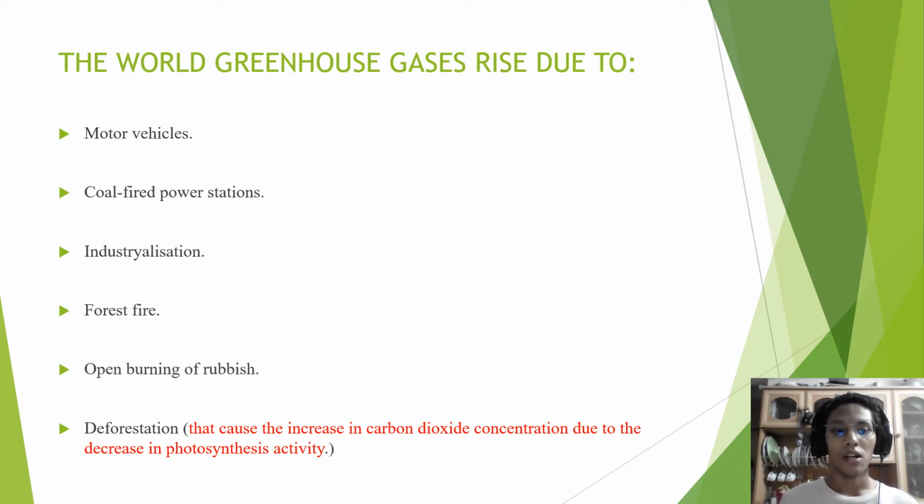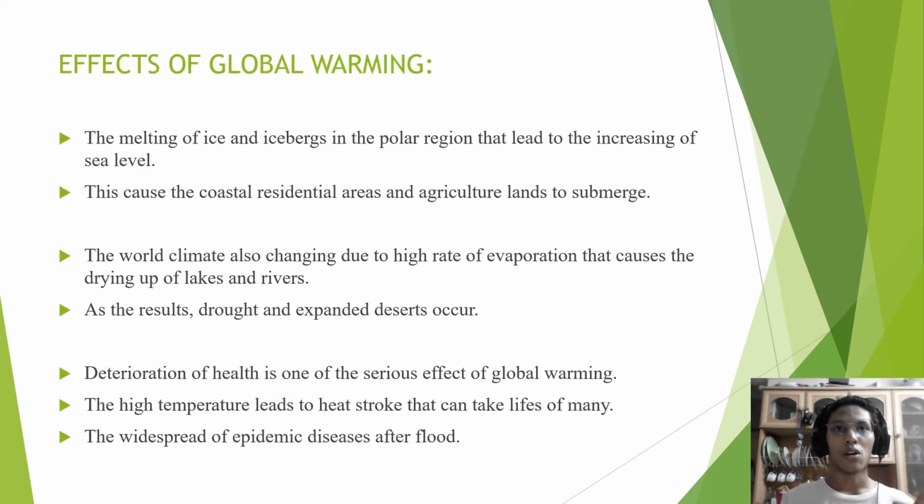Okay, so we go to the last slide. As we talked about in the previous slide about global warming, here are some effects of global warming. The first one is the melting of ice. The melting of ice and icebergs in the polar region leads to the rising of sea level. This causes coastal residential areas and agriculture lands to submerge.